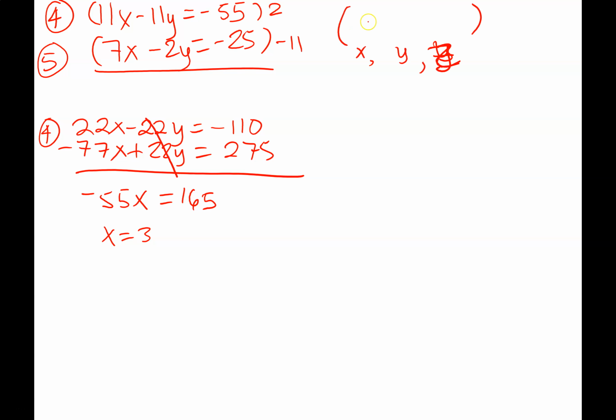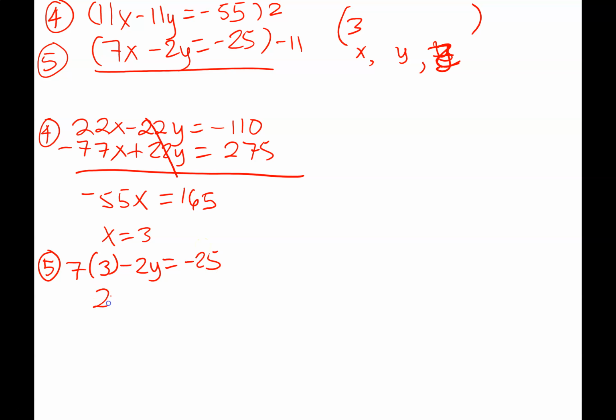All right, so x equals 3. Let's go ahead and put that in there. Okay, so now I'm going to take my lovely x value, and I could either substitute it into equation 4, or I could substitute it into equation 5. Whichever one, it shouldn't really matter. I'm going to go ahead and substitute into equation 5. So for equation 5, it's up here. So this is going to be 7 times 3 minus 2y is equal to a negative 25.